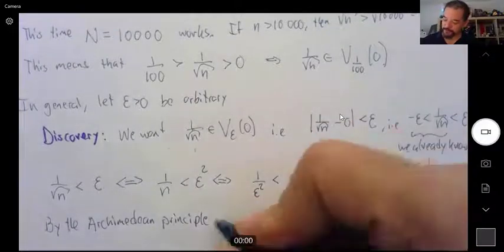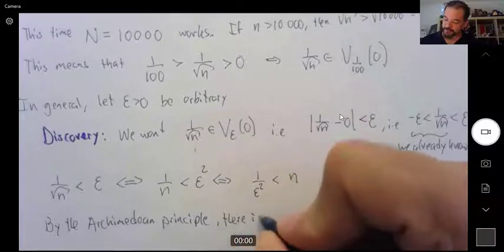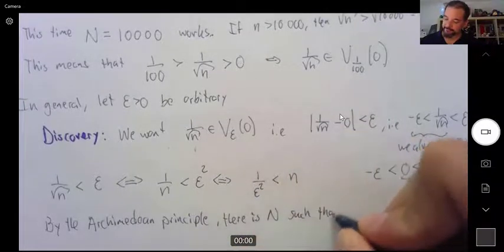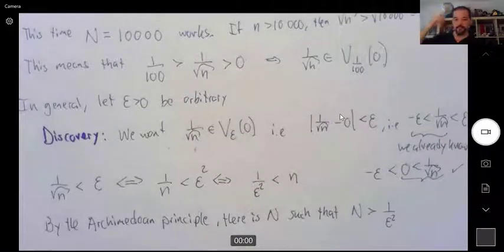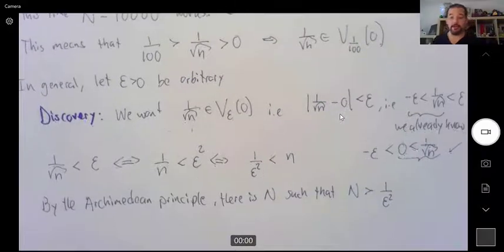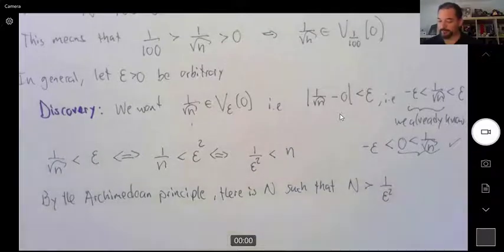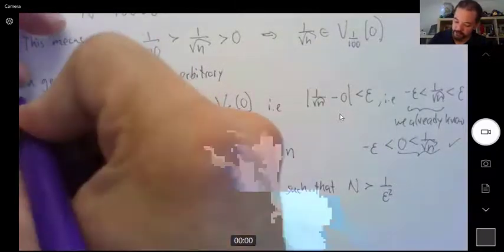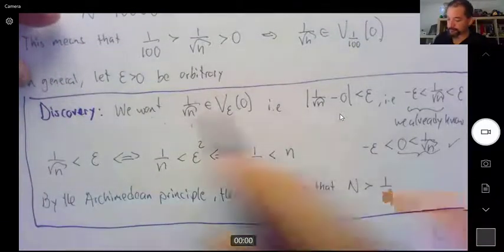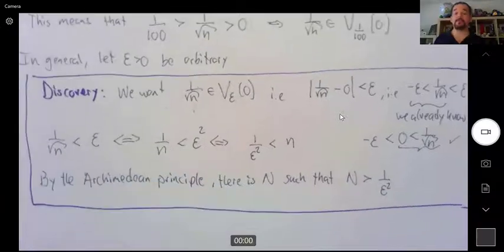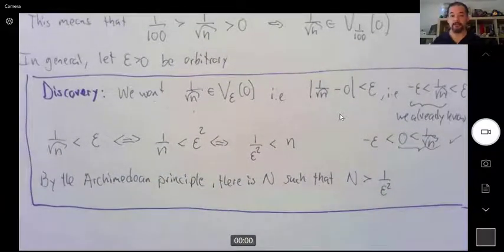So by the Archimedean principle, there is capital N such that capital N is bigger than 1 over epsilon squared, right? That for sure we know. And that's the capital N we're going to use. All right. So we use that capital N, and we need to check that it works. Okay. So all of this was the discovery. This is not the proof. If you write this, we're going to get in trouble, you and I, because here you're proceeding backwards, right? This is the way you discover what is the capital N that you want.